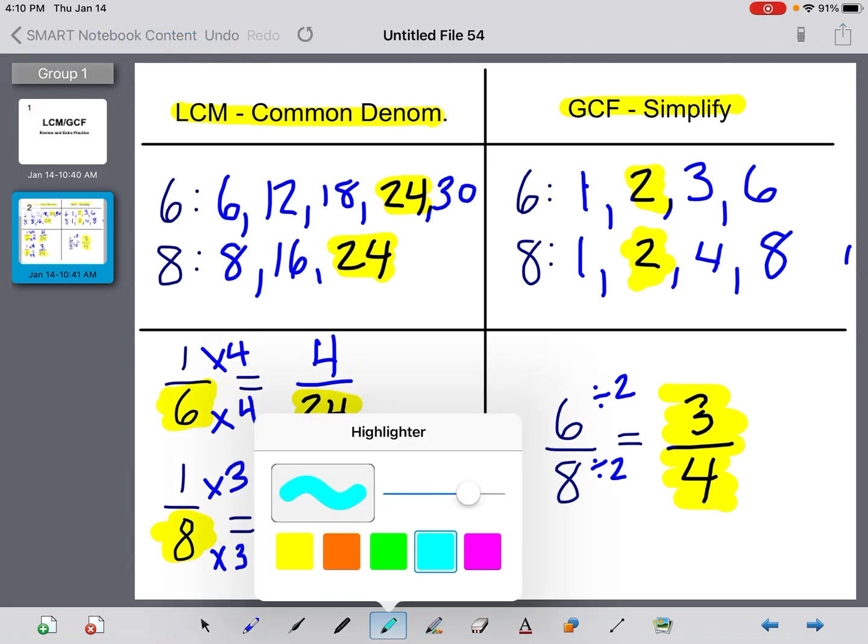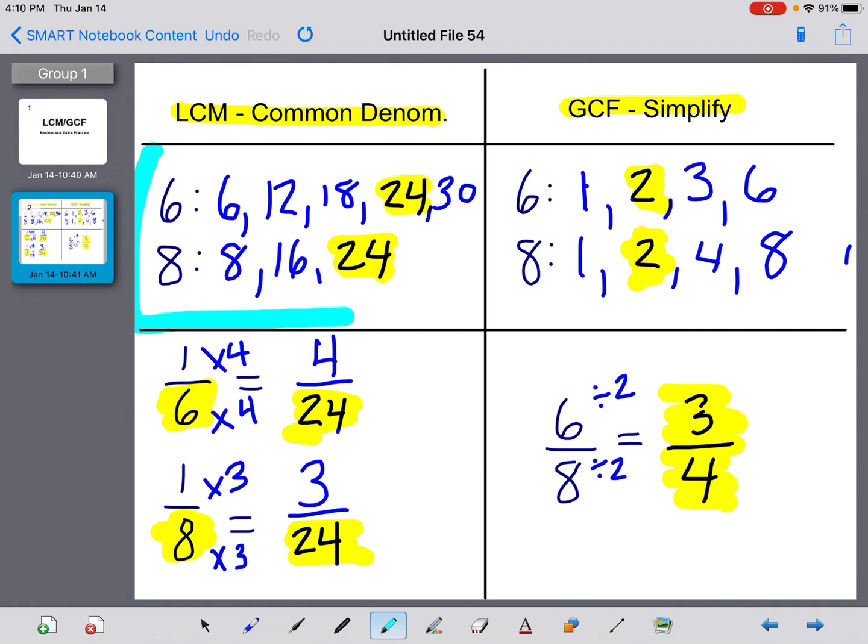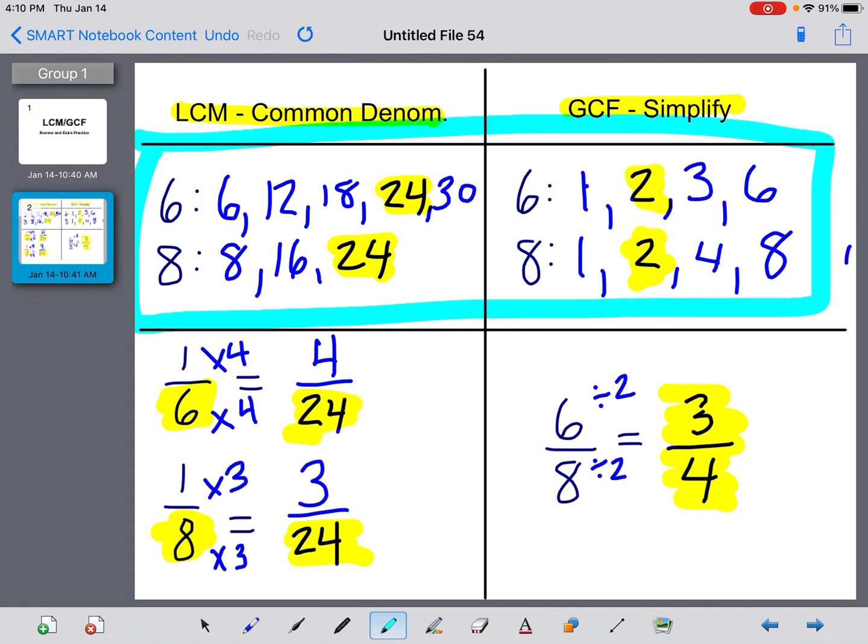Now, the reason that I think that people get these two concepts mixed up is because if you look at this top box here, they look very similar, right? We've got two numbers, we've got lists of numbers behind them. Here we've got two numbers, we've got lists of numbers behind them. But in those lists, we are doing different things and we're using them for different purposes as well.